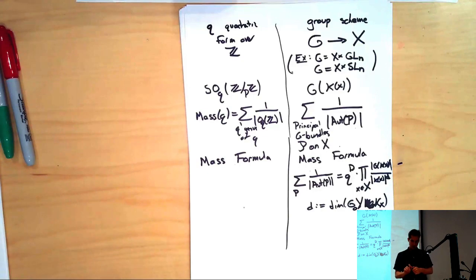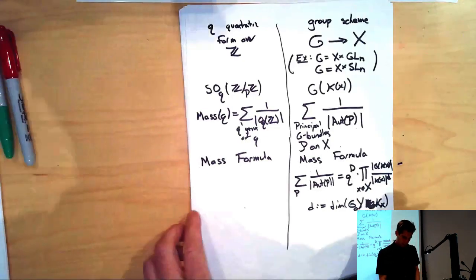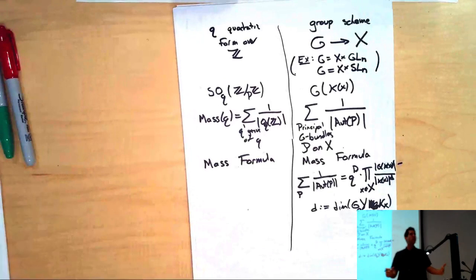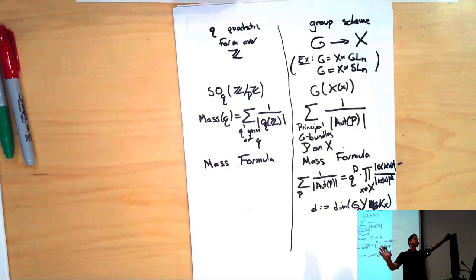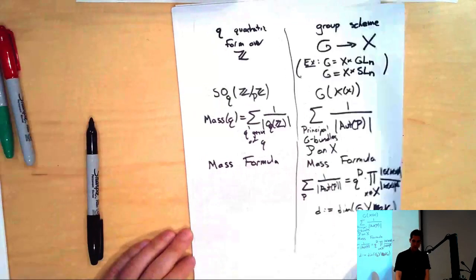Okay, so this is what you would get if you just ran the previous lecture in reverse. You'd arrive at this statement as a reformulation of Weil's conjecture.